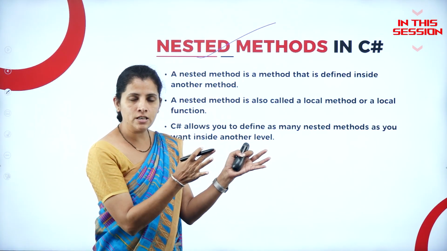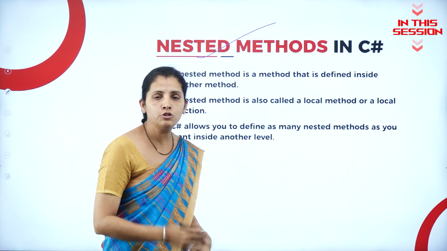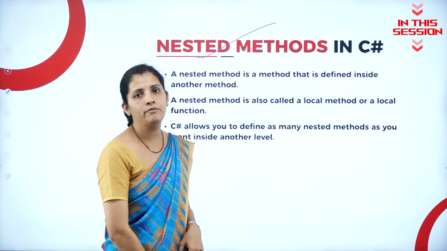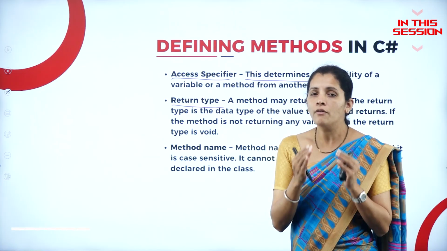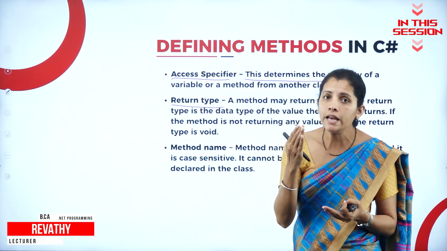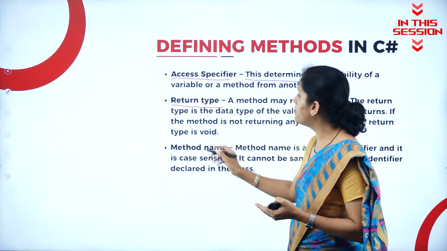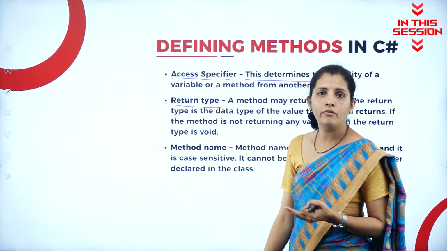Inside the main function, if I write another function, then it's also called a nested function. If the function or method returns any value, then that must be specified in the field of return type.